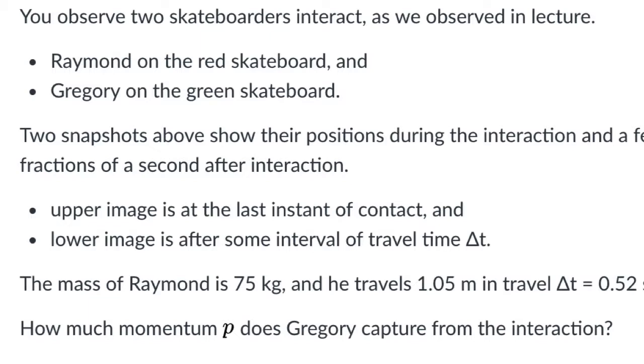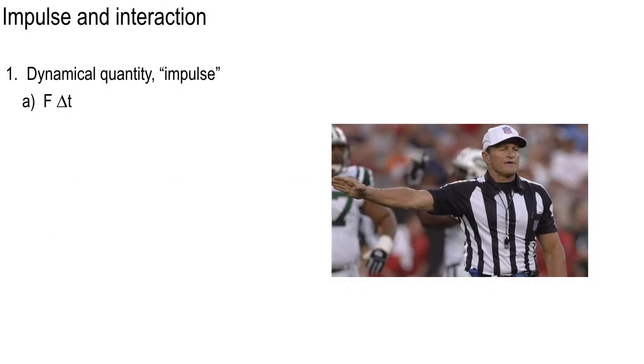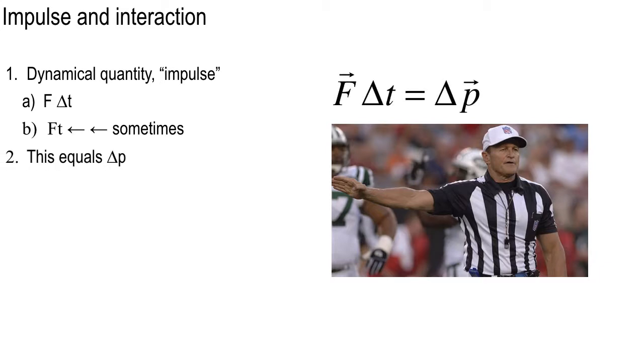To do problems like this, sorry for the interruption, you want to think about the impulse equation. So let's focus in on it. The dynamical quantity impulse is usually referred to as F delta t. Sometimes you see it in lazy textbooks as F times t, but I almost always will write it down as F delta t. That equals the change in the momentum. So the change in momentum is equal to the impulse: delta p equals F delta t.